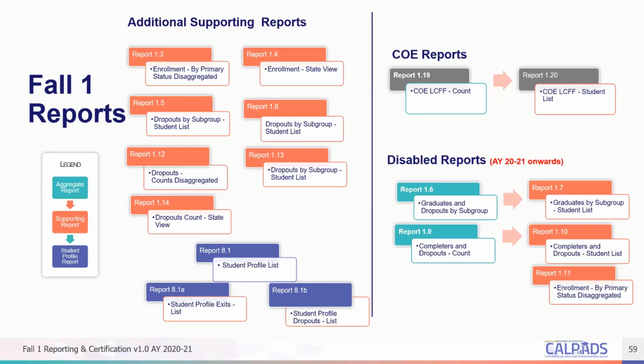However, for those dropouts, you still have additional dropout supporting reports that you could generate. You have 1.12, you have your list, you have your 1.14, and you have your student profile 8.1B and 8.1C. So these are additional reports that you could look at. And this is not accounted for in the aggregate report. These are just reports you can basically reference for additional information. Then of course, if you're a COE, you have your COE LCFF counts. These are also additional reports that you could refer to.